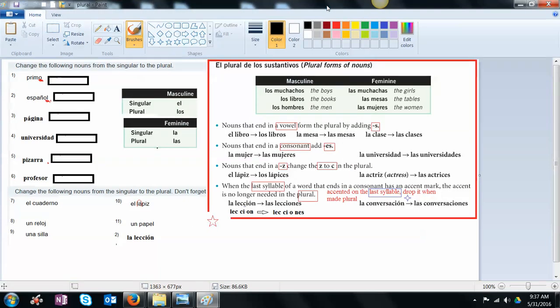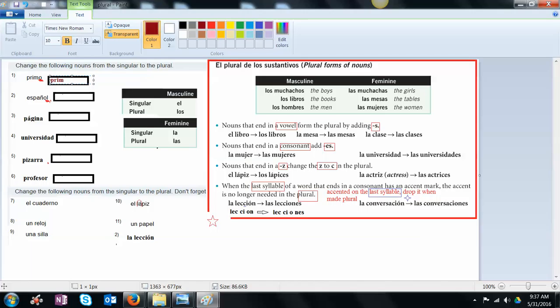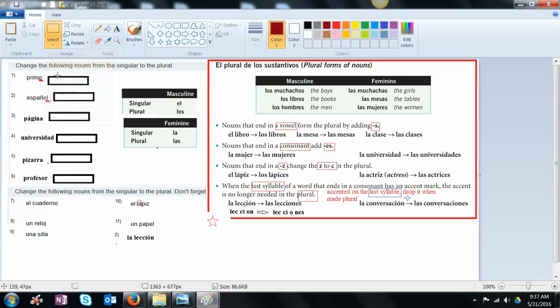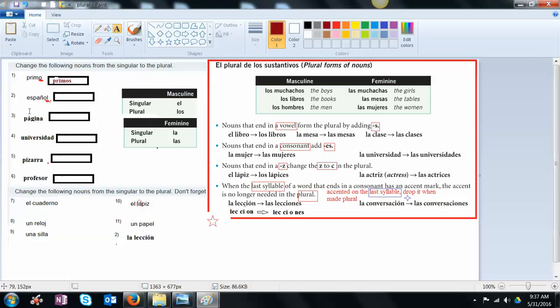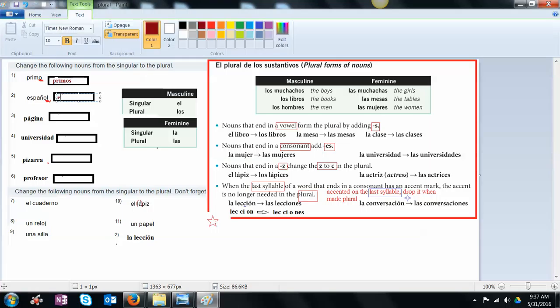So we have primo, which ends in O. That is a vowel, so you would just add S. It would be primos. Español ends in a consonant, so you would add ES, and it would be españoles. And remember that the tilde is not an accent mark, so it's going to stay the same whether the word is singular or plural. Página ends in a vowel, and its accent is on the first syllable, so we're going to keep the accent, and then we just add the S, páginas.